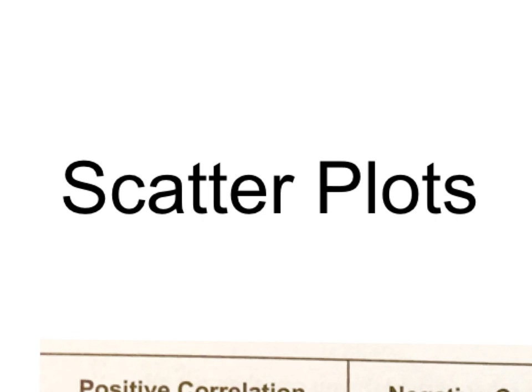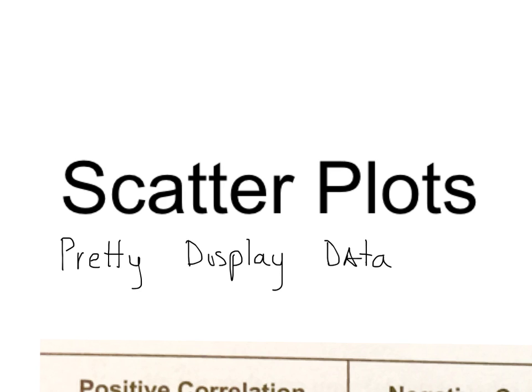So today we start our study of scatter plots. And scatter plots really are just a pretty way to display data. Okay? And so a scatter plot's generally going to have an x-axis and a y-axis, and then it's going to have points all throughout it. Okay? And one big word that you'll see in scatter plots is going to be correlation.